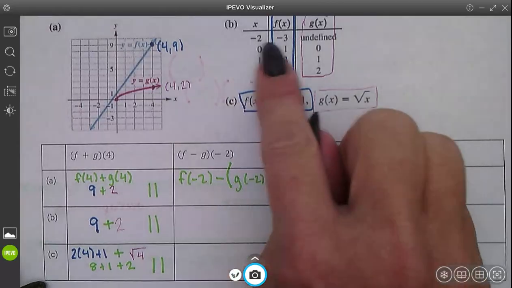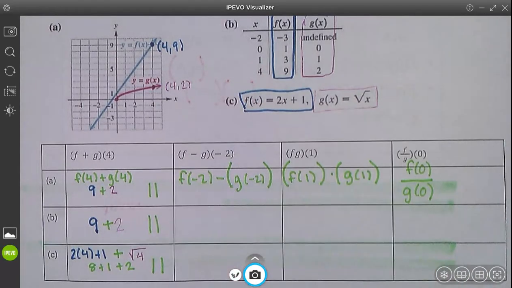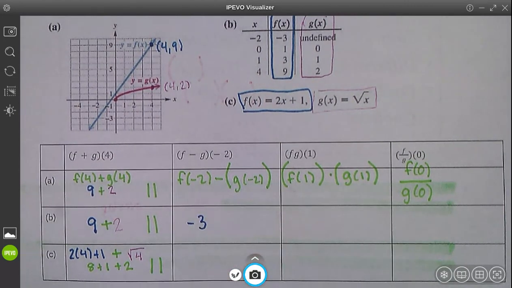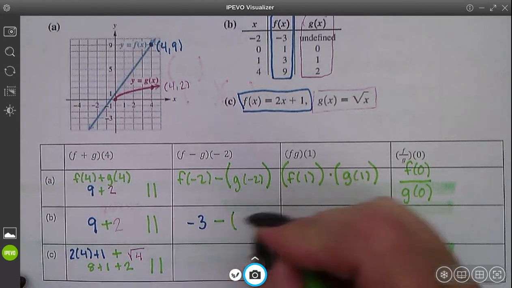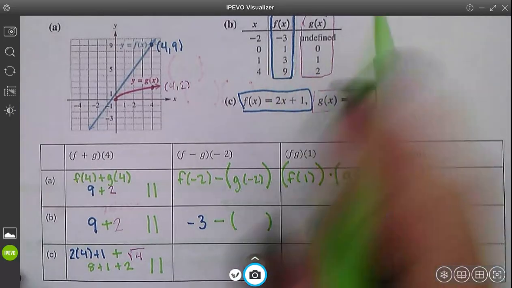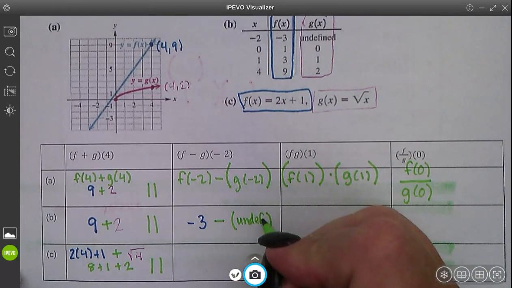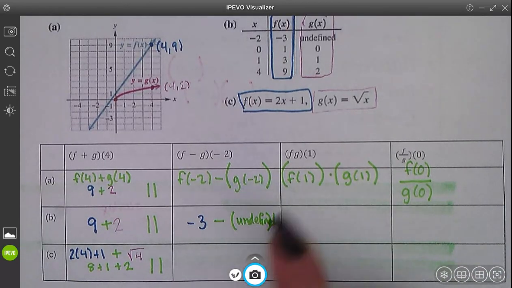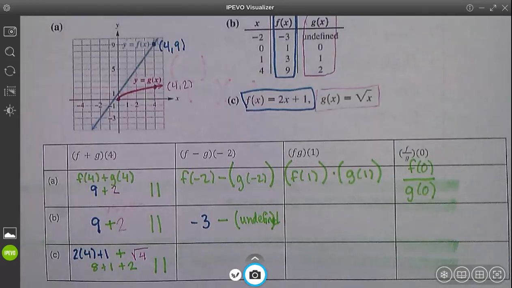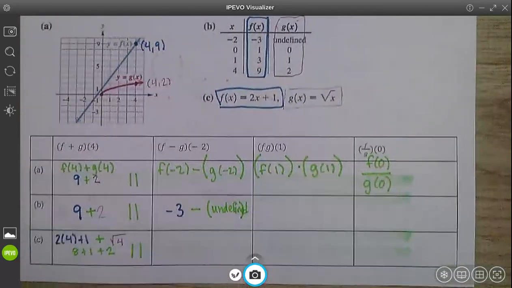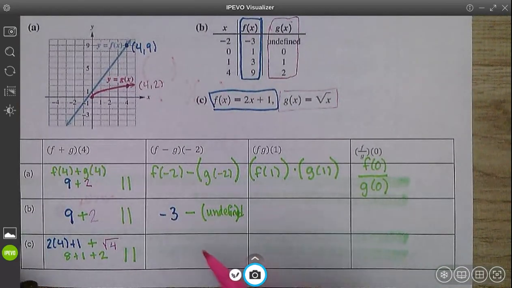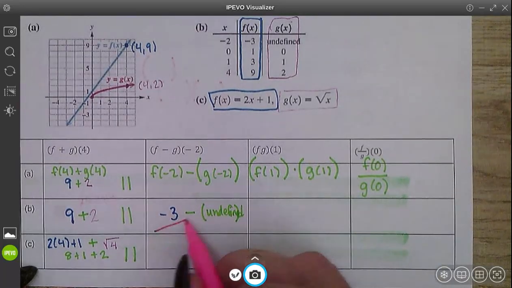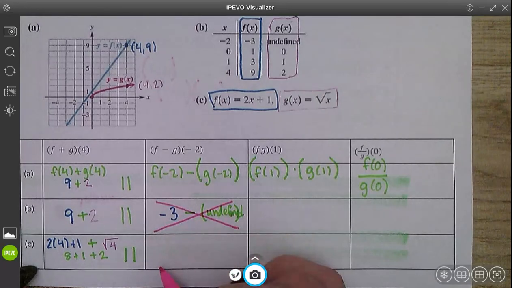F of negative 2 is negative 3. So f of negative 2 is negative 3. Subtract g of negative 2. G of negative 2 is undefined. So we cannot do this problem. If one of our values is undefined, then we're not going to be able to add it to anything or subtract it from anything or multiply it or divide it. So since g of negative 2 is undefined, we can't do any of these operations.